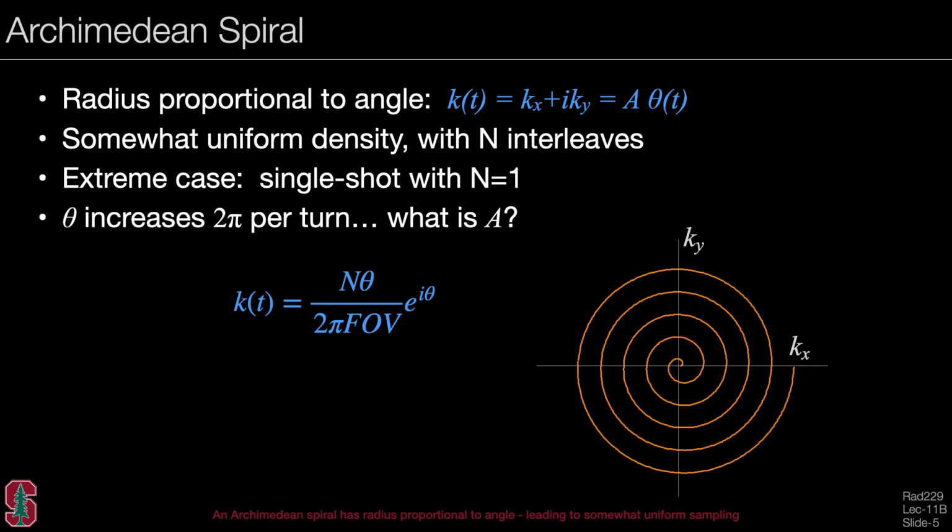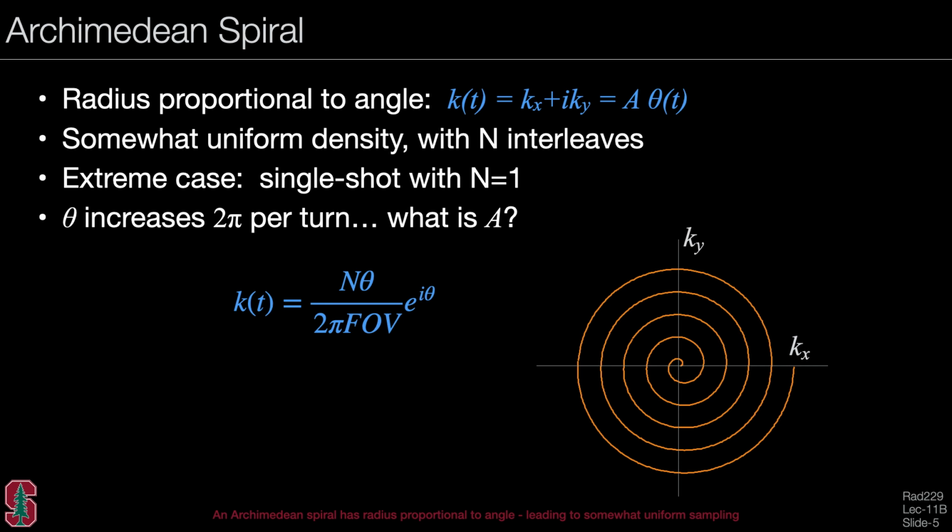So here is the formulation for the k-space trajectory. What we can see is that k is proportional to theta. We've added in e to the i theta, which is the angle of the trajectory. And then this constant A is essentially N over 2 pi times the field of view. What this gives us is as theta increases by 2 pi, we cancel out the 2 pi, and essentially this k-space radius is increasing by N over the field of view.